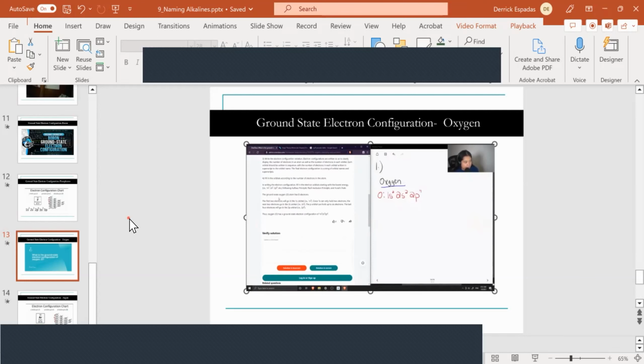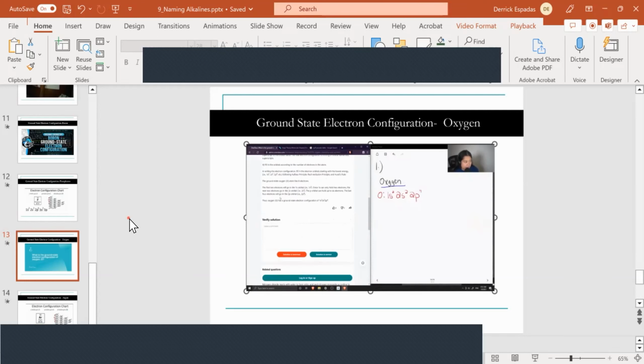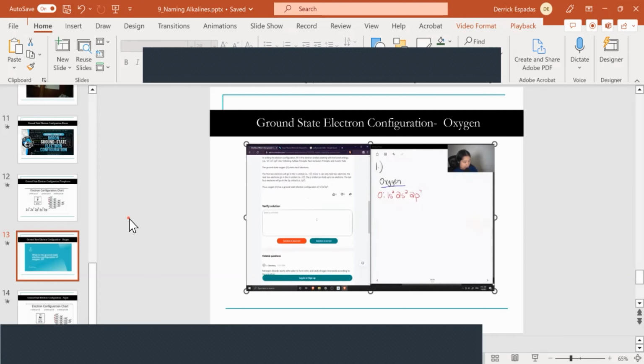Ground state oxygen atom has 8 electrons. The first 2 will go into 1s, next 2 go into 2s, and the last 4 go into 2p. Yep, so this solution is correct.